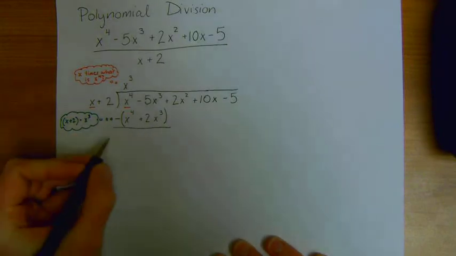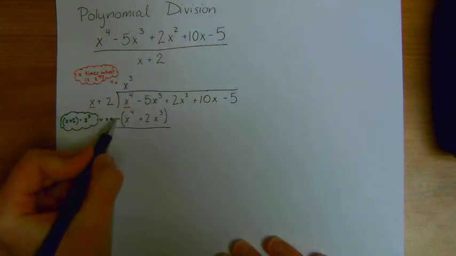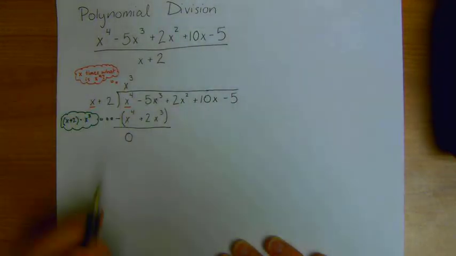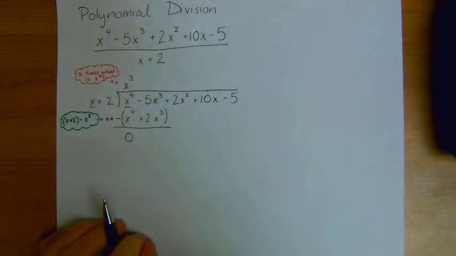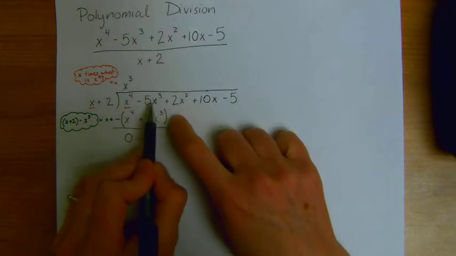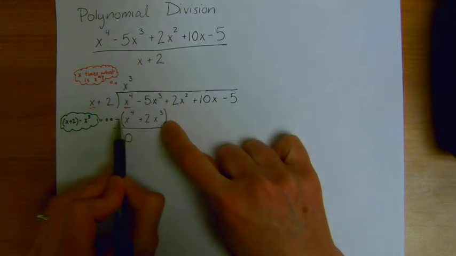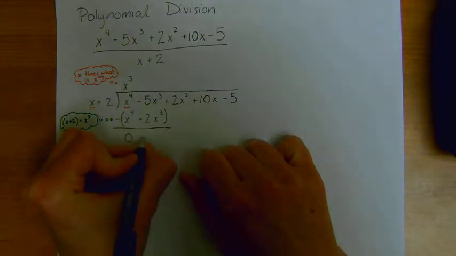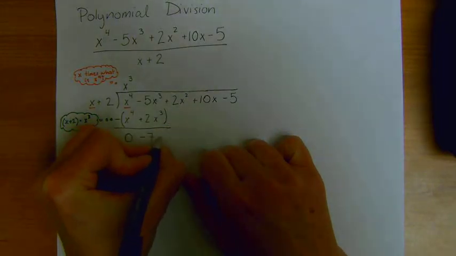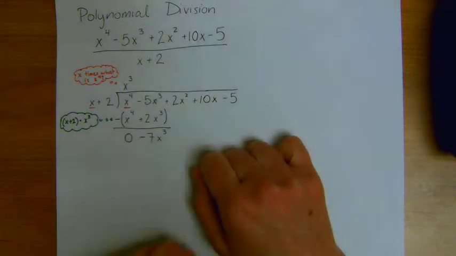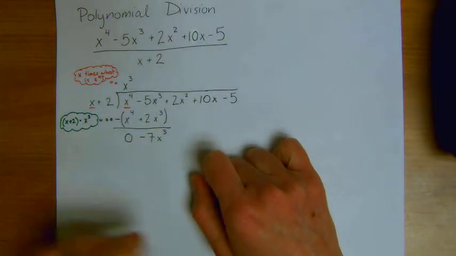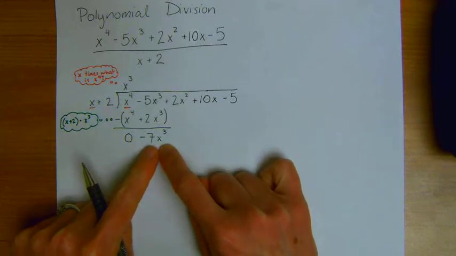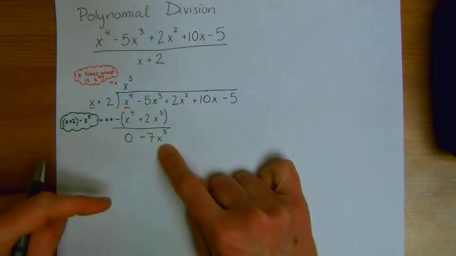So let's perform this subtraction. X to the fourth minus x to the fourth is 0, which is good. That's why we chose this term up here. Negative x to the third minus 2x cubed, keeping track of my signs, that's negative 7x cubed. Great! So we've completed the first round of steps, and now we're going to do that same set of steps over and over and over again.